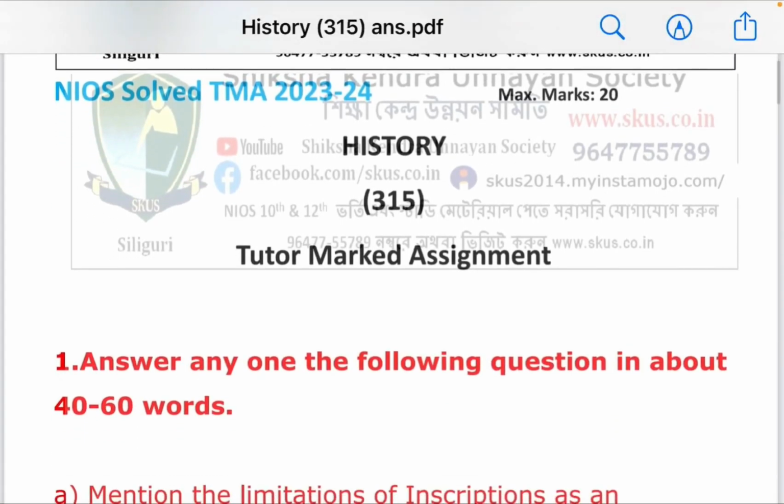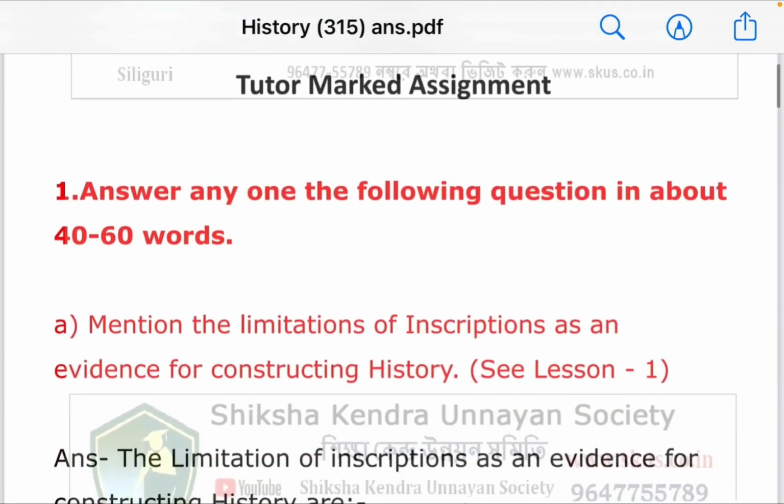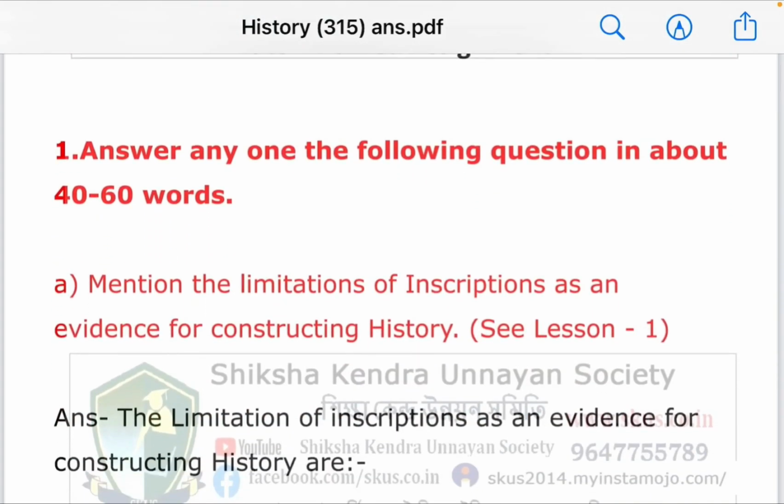So today we will be solving History 315 tutor marked assignment paper. So number 1 deals with answer any one of the following question in about 40 to 60 words.